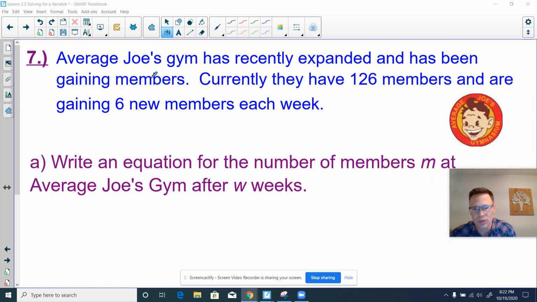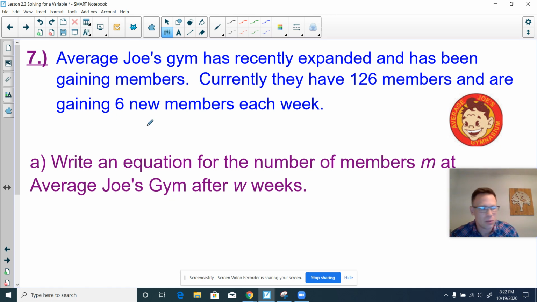All right, Average Joe's. I think this is a reference back to the Dodgeball movie. Average Joe's Gym recently expanded and has been gaining members. Currently, they have 126 members and are gaining 6 new members each week. So write an equation for the number of members, M, at Average Joe's Gym after W weeks.